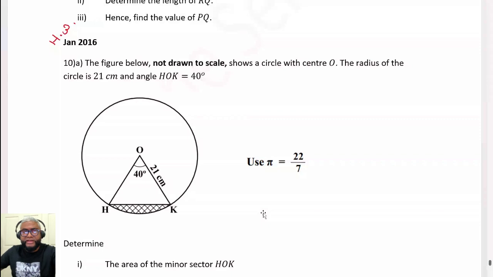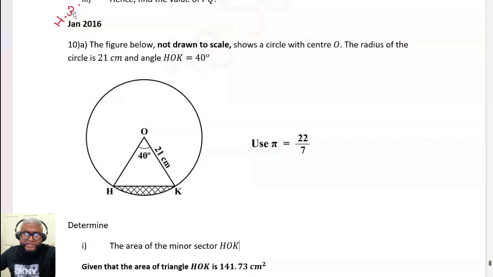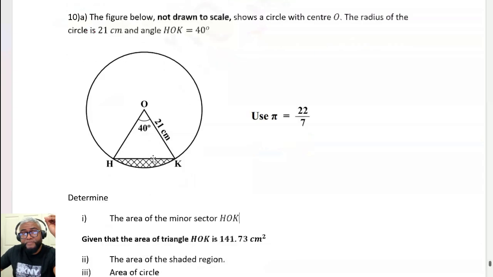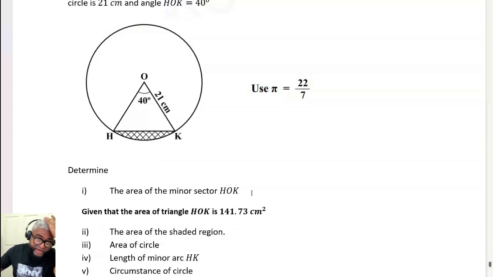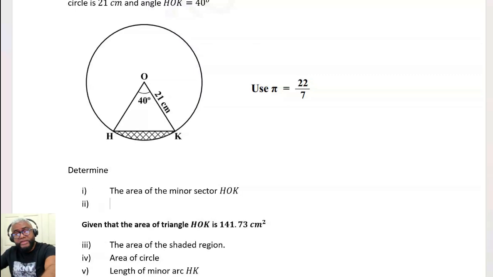So let me analyze this drawing, right? Because this is a CSEC type question from 2016. The figure below, not drawn to scale, shows a circle with center O. The radius of the circle is 21 centimeters, and angle HOK, which represents the angle in the sector, is 40 degrees. So let me see what they asked us to find. They want the area of the minor sector HOK.